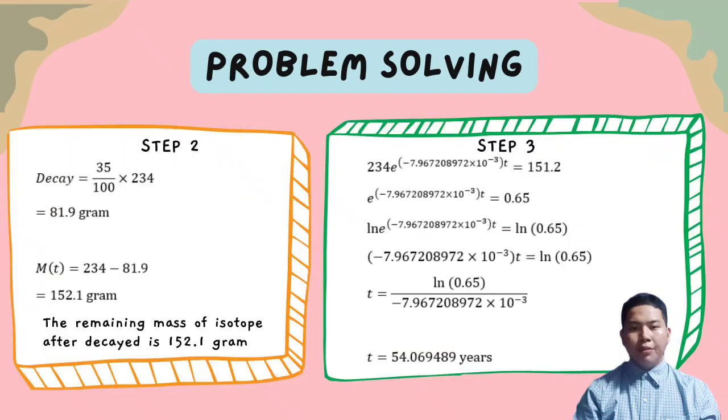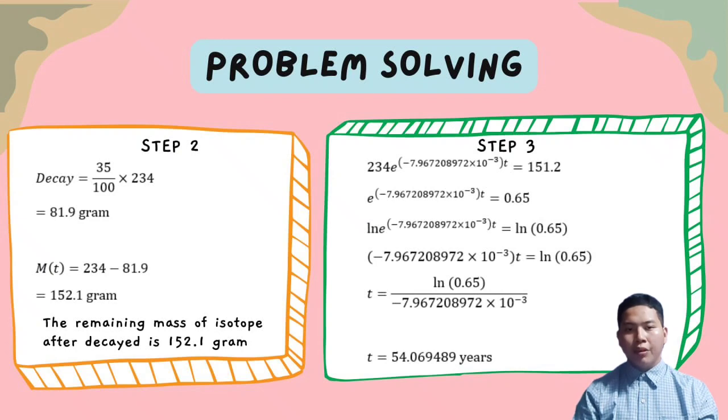The second step is finding the remaining mass of the isotope after the decay, which is 35%. Search for the 35% decay value by multiplying it with the initial mass 234, then subtract the value, 81.9, from the initial mass, and we will get the remaining mass, which is 152.1 grams.